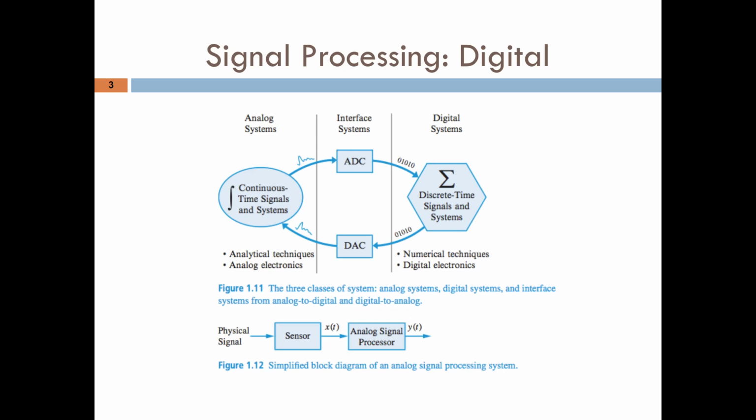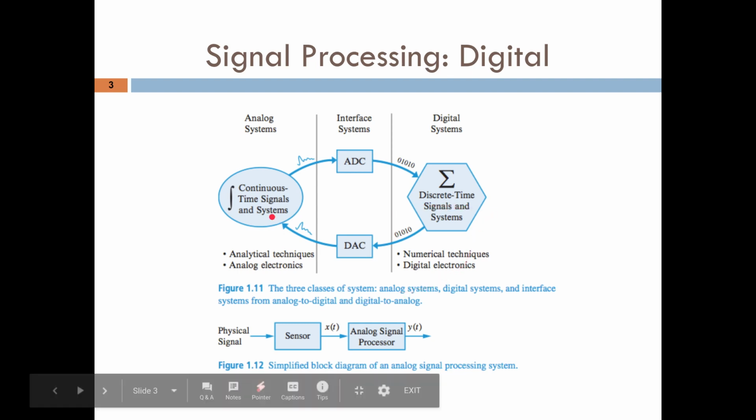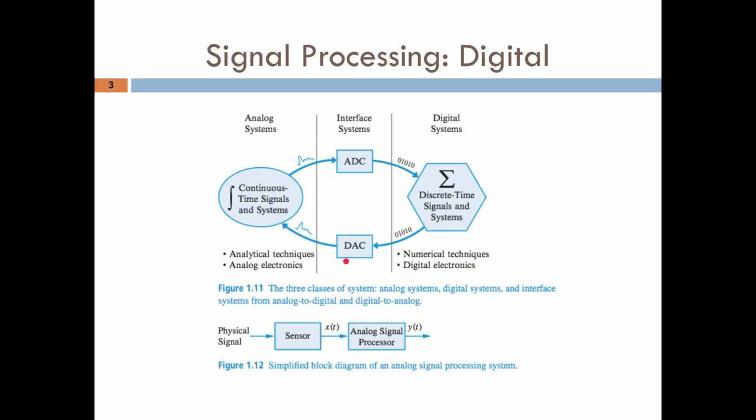Now signals can be analog or digital. Analog signals are ones which are continuous in time and amplitude, whereas digital signals are those which are discrete in time and amplitude. Now these can be easily convertible from one to another, and the interface system for an analog signal to digital signal conversion is known as an ADC, or an analog to digital converter. And to convert from the digital domain to the analog domain, we use something known as a DAC, which is a digital to analog converter.